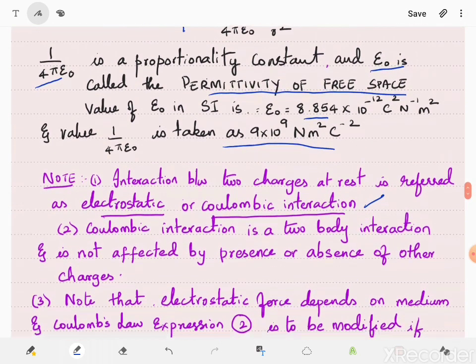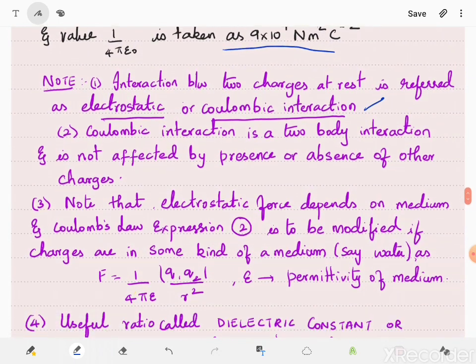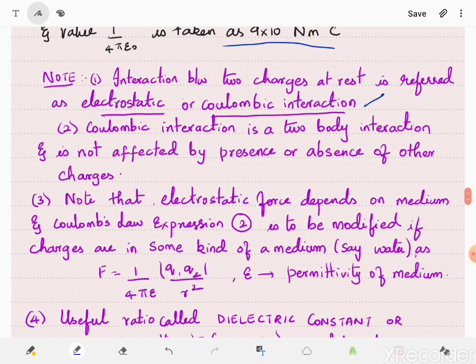Let's say, for example, that the medium we have taken here is water. And accordingly, the expression is modified as F is equal to 1 by 4 pi epsilon. Remember, previously, in case of vacuum, we had chosen it as epsilon naught. Right now, we are taking it as epsilon, and this epsilon we are going to call the permittivity of the medium.